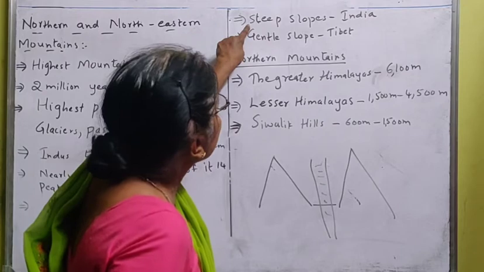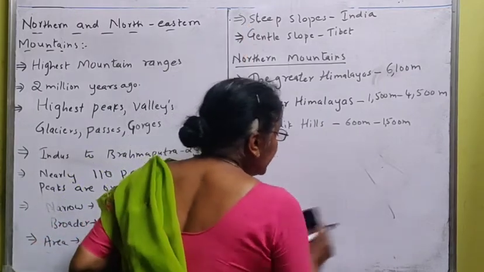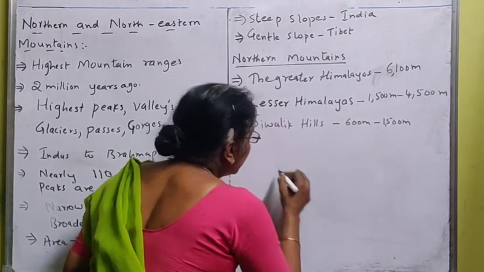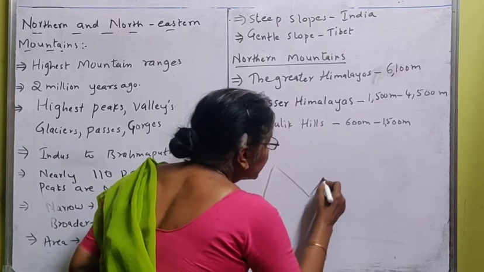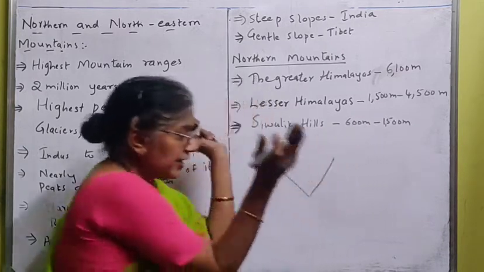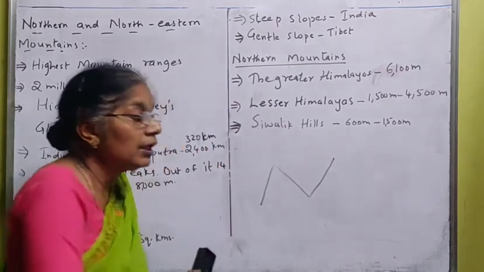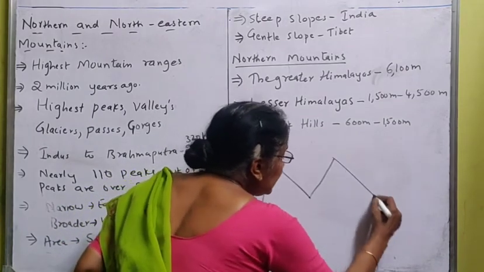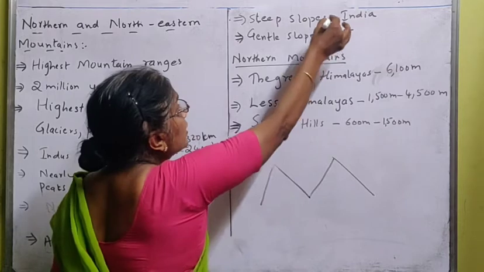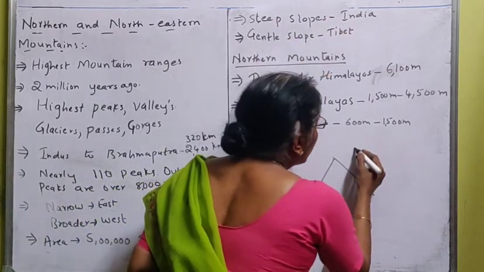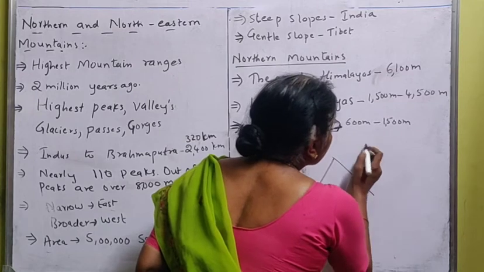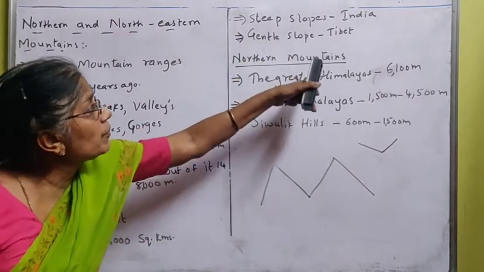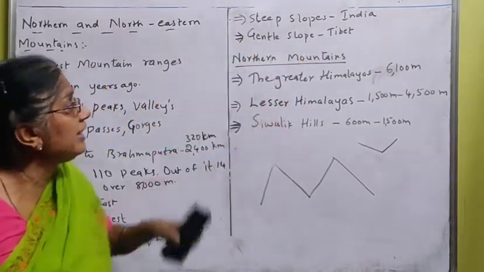And it has steep slopes. If I take this as the slope of one mountain and this as another, steep slope means the slanting of the edges is very steep. This is called a steep slope. Towards India it is steep. A gentle slope is one where the slope is not that much. This is called a gentle slope. So gentle slope towards Tibet and steep slopes towards India.